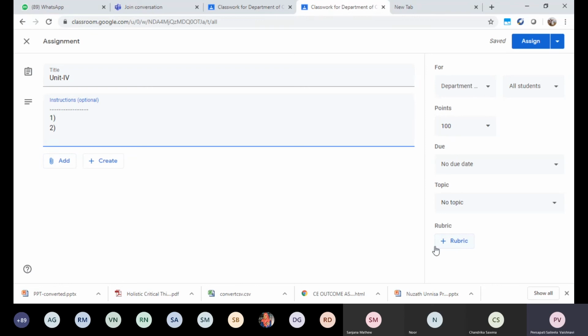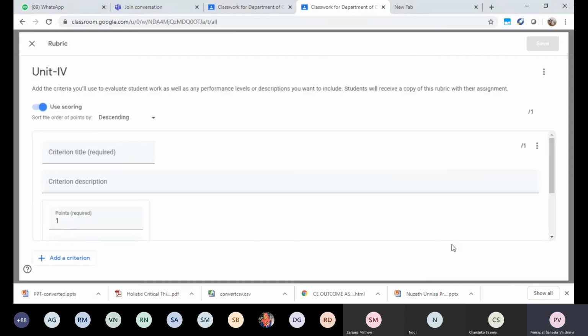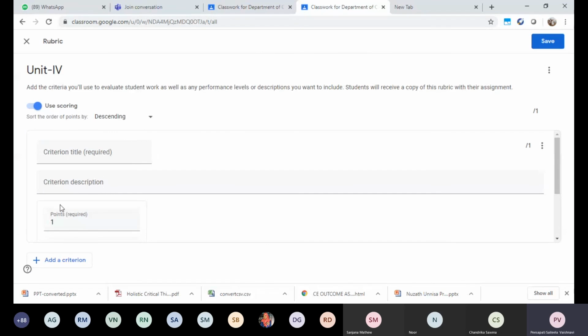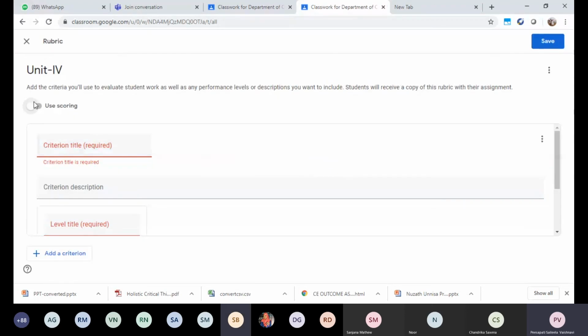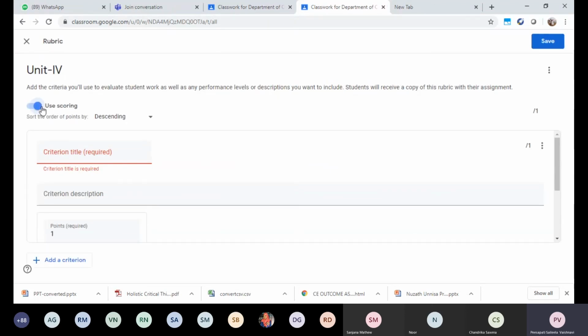And here is where I have a chance to give my rubric. All of you are seeing this? Here is where you will give a rubric in your Google Classroom. I'm using a rubric, create a rubric. Now here I can use this for scoring or not. This is my wish entirely, whether I want to use this rubric for scoring or not. For now, I'm using this for a rubric. I can give a title here.